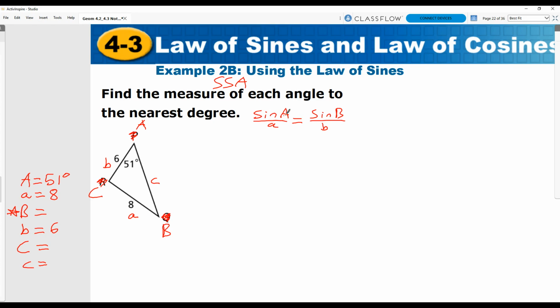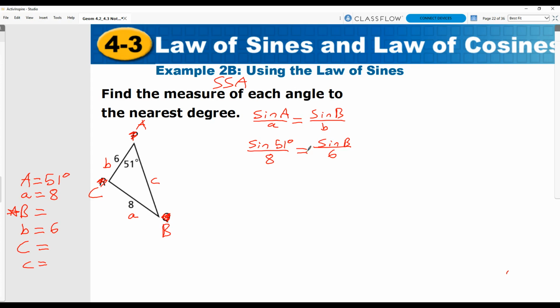So I know what angle A is, so I have sine of angle A, which is 51 degrees, over top of the length of A, which is 8, is equal to sine of B. Angle B, I don't know what it is, so I'm leaving this as sine of B over top of the length of B, which is 6. Okay, so there's all the pieces of information that I have. Now I'm just going to go about finding what this missing angle is going to be.